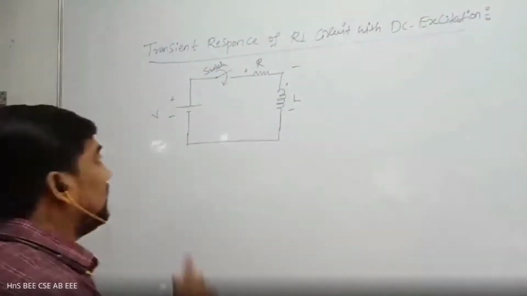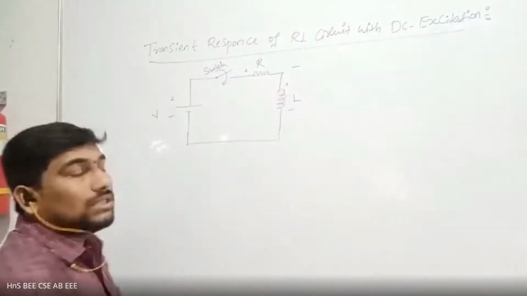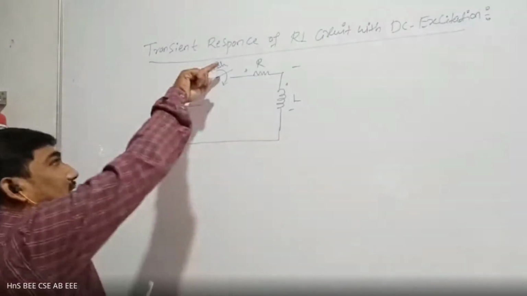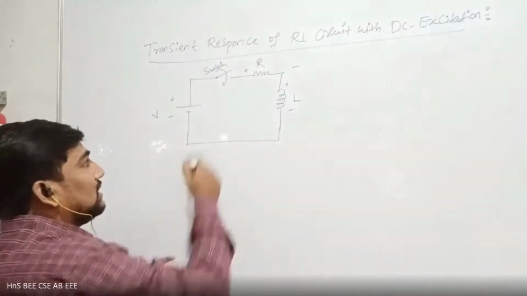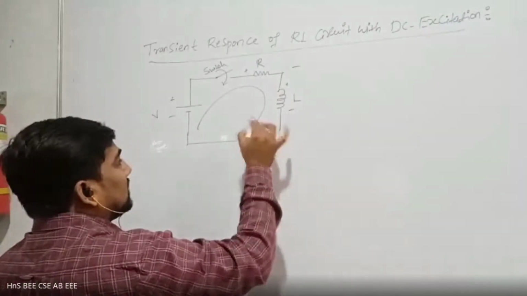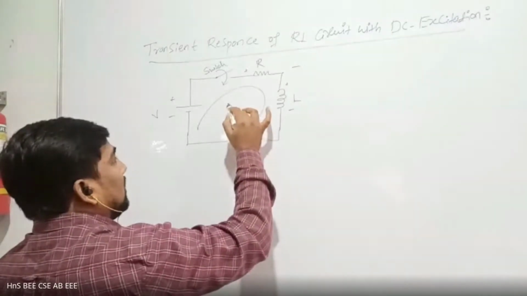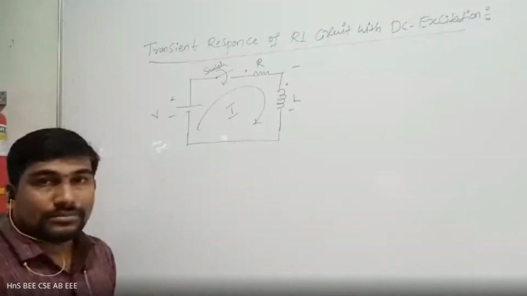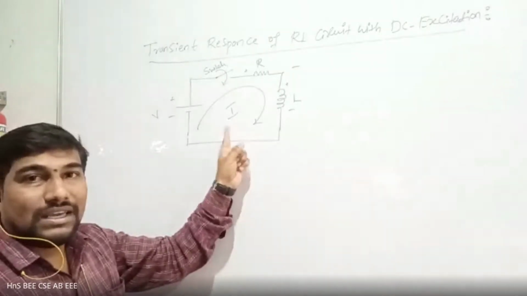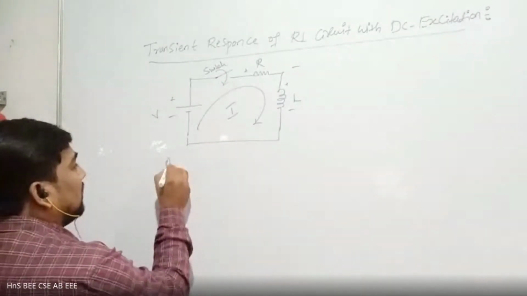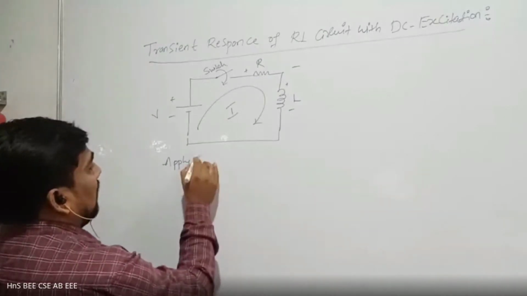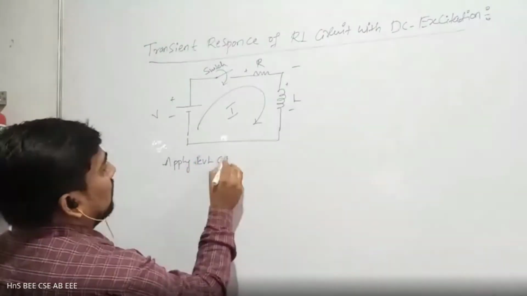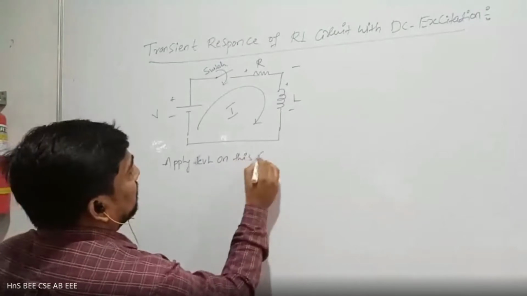Now see, in this circuit we have some current flowing. Whenever the switch is closed, some current flows in the circuit. That current is called the current I. Apply KVL on the circuit.